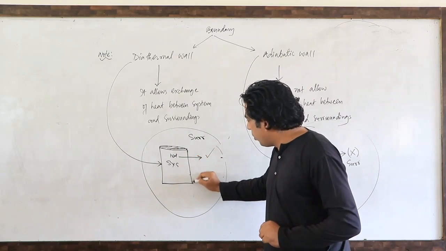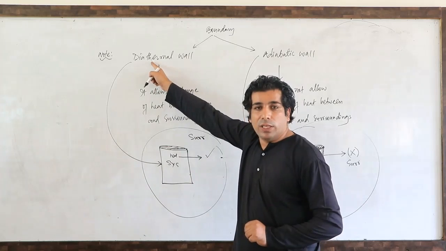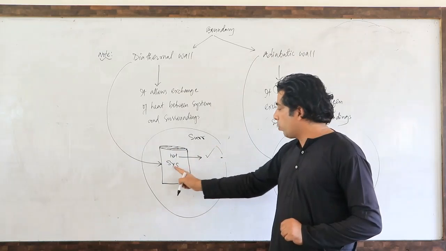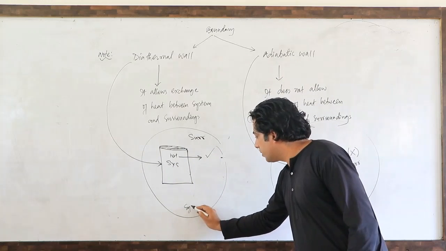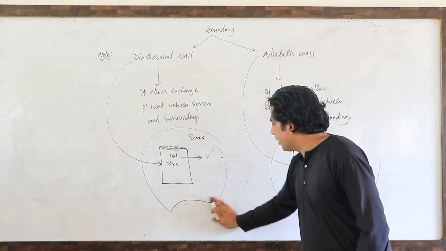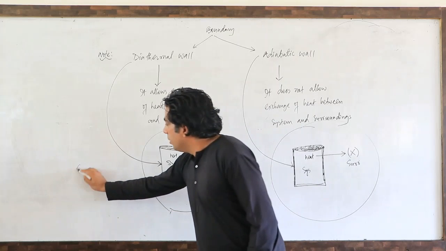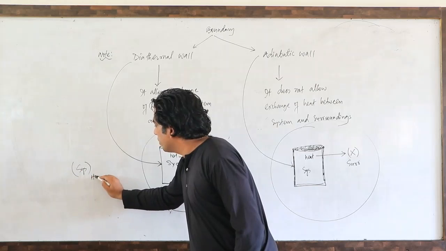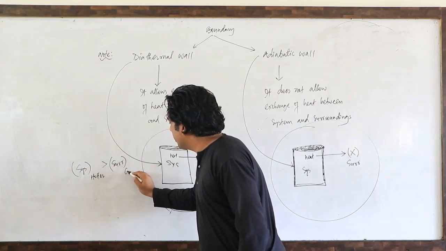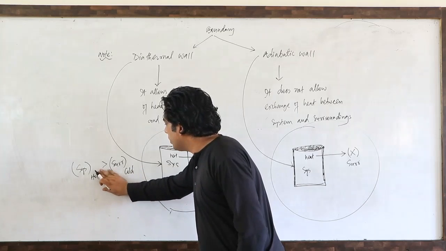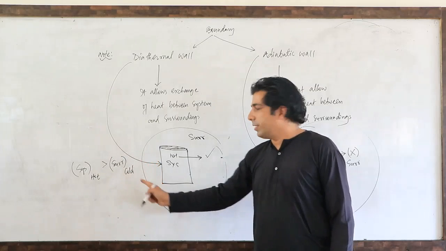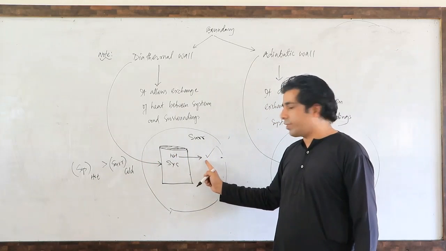And if you look at this wall, it is a diathermal wall. That means heat can come out from system into surroundings. But provided, I will tell you, the system which is here should be hotter than the surroundings, which are colder. It's hot and it's cold, we can write it like this. So heat will flow from where? System to surroundings.